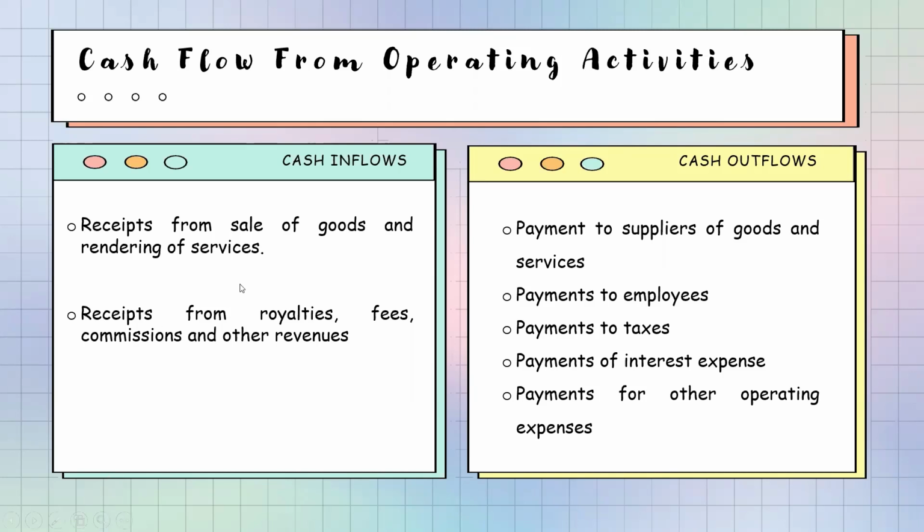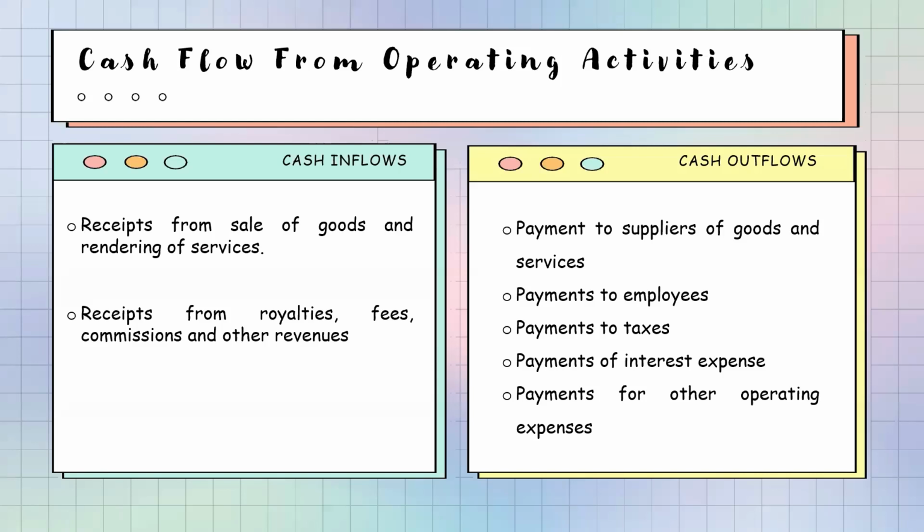So, ito ay meron tayong 1, 2, 3, 4, 5. So, first is payment to suppliers of goods and services. Syempre, kapag nag-order tayo ng goods or ng service through supplier, syempre, kailangan nating magbayad. So, next is payment to employees. Syempre, nagpapasweldo tayo ng employees. And then, payment to taxes.